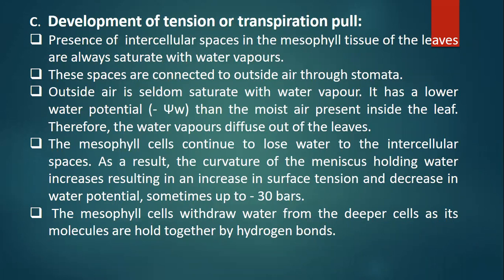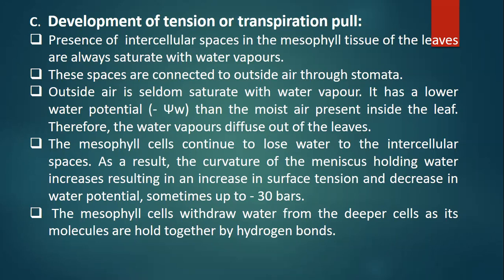Outside air is seldom saturated with water vapor. It has a lower water potential than the moist air present inside the leaf. Therefore, the water vapors diffuse out of the leaves. The mesophyll cells continue to lose water to the intercellular spaces. As a result, the curvature of the meniscus holding water increases, resulting in an increase in surface tension and a decrease in water potential, sometimes up to 30 bars.